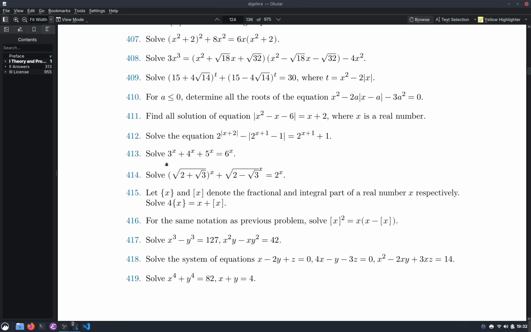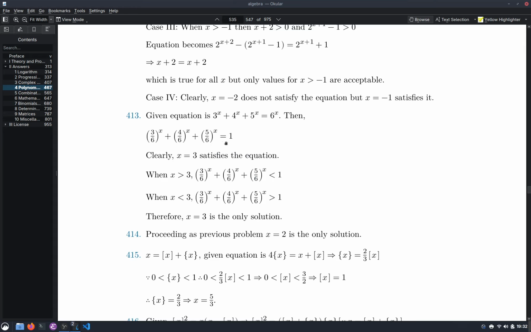Question 413 says: solve 3 to the power x plus 4 to the power x plus 5 to the power x is equal to 6 to the power x. If we look at the equation, then x is equal to 3 clearly satisfies it. 5 to the power 3 is 125, 4 to the power 3 is 64, that is 125 plus 64, 189, and then 27 from 3 to the power 3, that becomes 216, and the denominator 6 to the power 3 is also 216, so that is equal to 1.